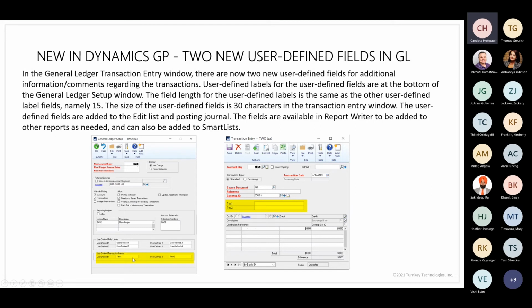Whatever it is, description, additional description, you can assign a label, and that way when users open it up, it will have the label and they can enter the additional information. And another good thing is you can add these fields to all the reports in GP and to the smart list. The user-defined fields are 30 characters long, which gives you lots of room to copy and paste what you need into those fields.